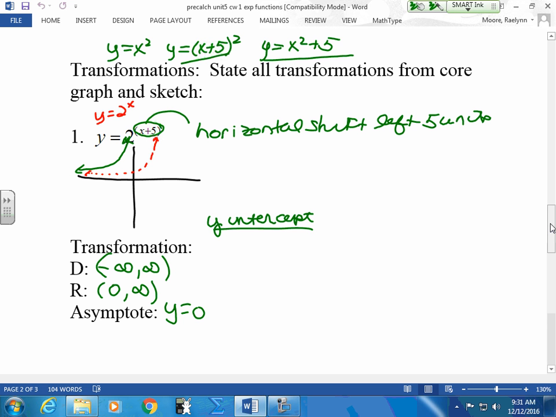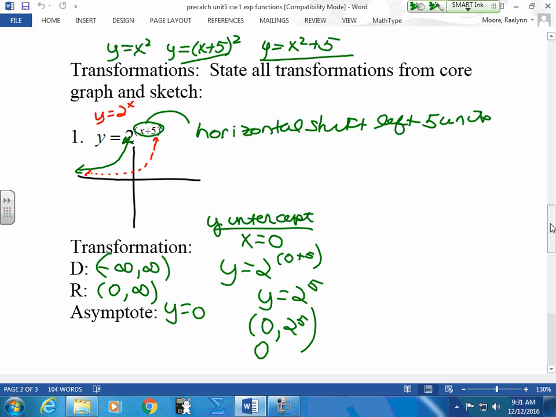And how do we find the y-intercept? We plug in a 0 for x. So we're going to take this equation, and we're going to plug a 0 for x. So your y-intercept, whatever this happens to be, 2 to the 5th is 32. 32? 32. 0, 32. That's the only thing that's going to change on this one.